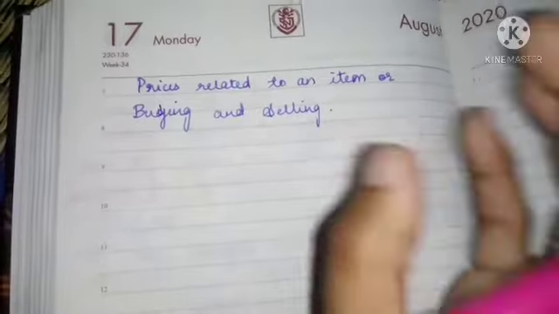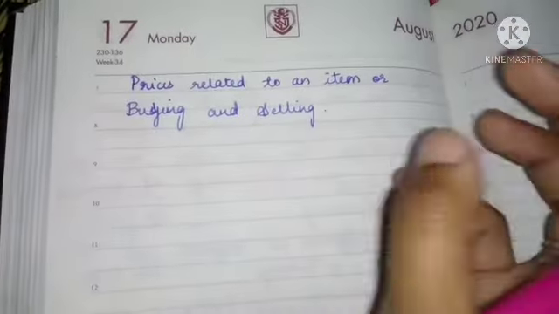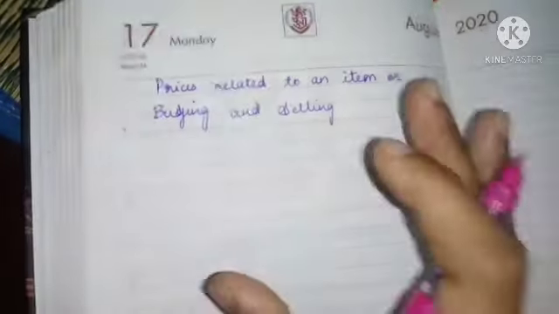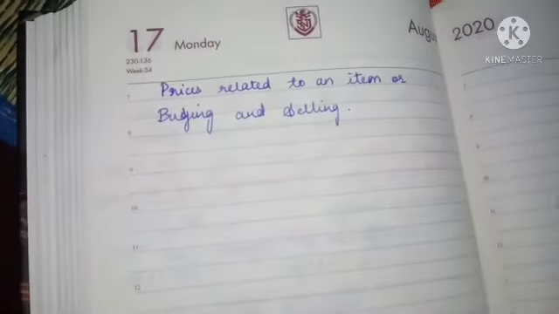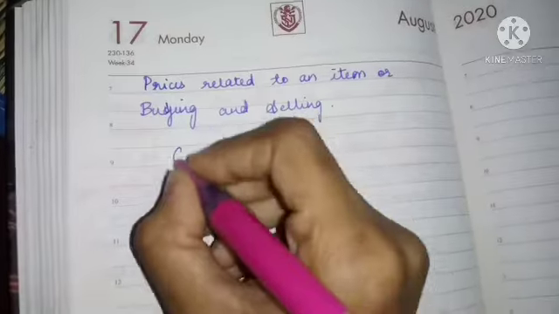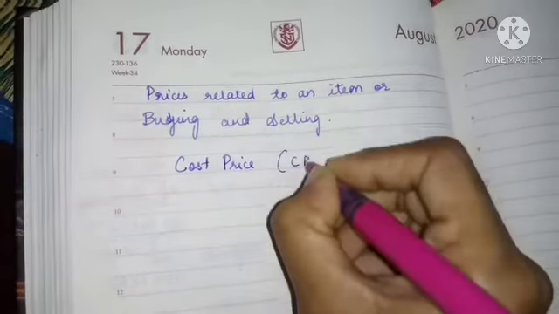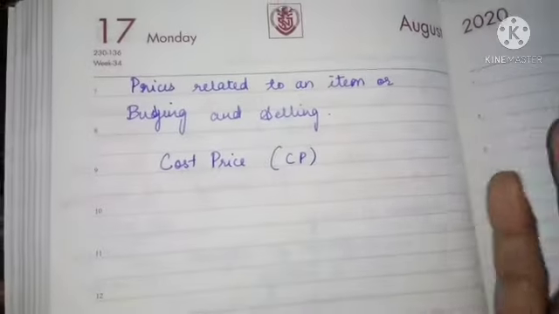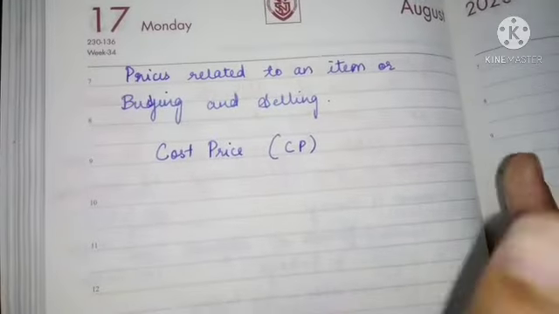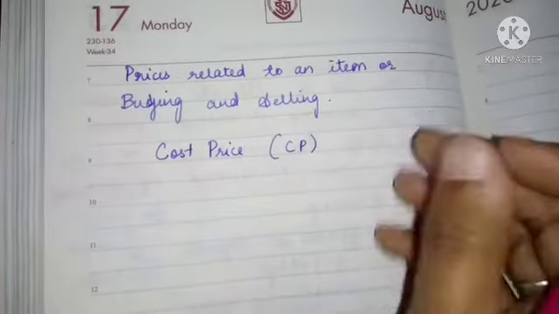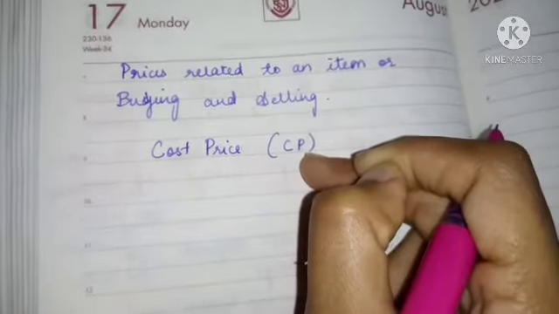When we buy some item from a market, what is that price called? When you buy something from a market, what is that price called? The price is called cost price. The shopkeeper buys from the market directly, and that price is called cost price. We'll denote it by CP.